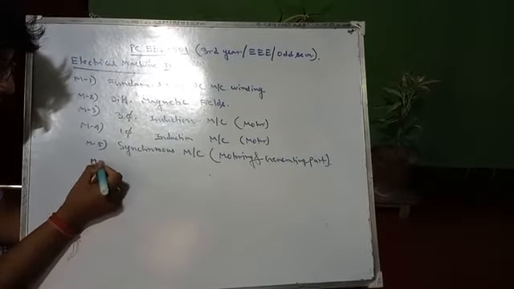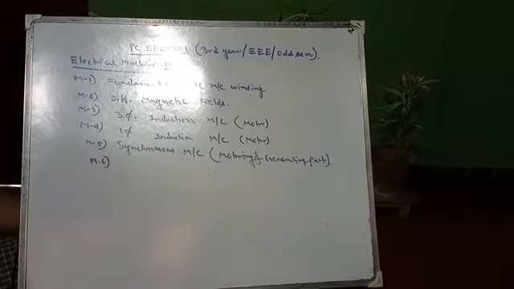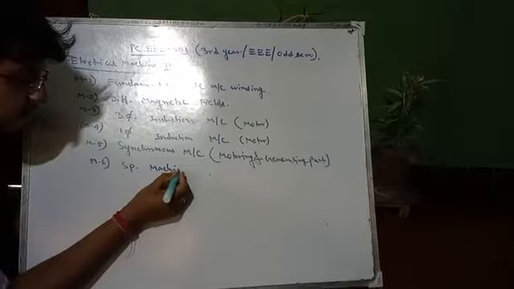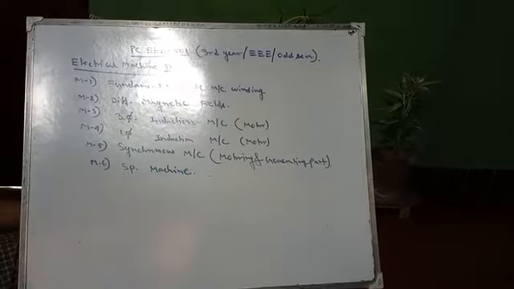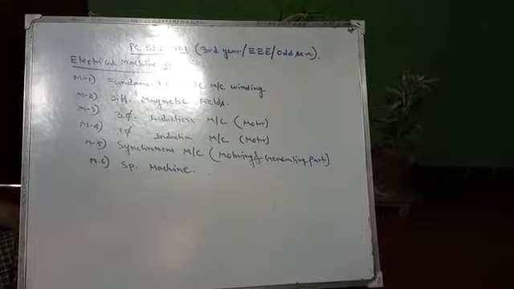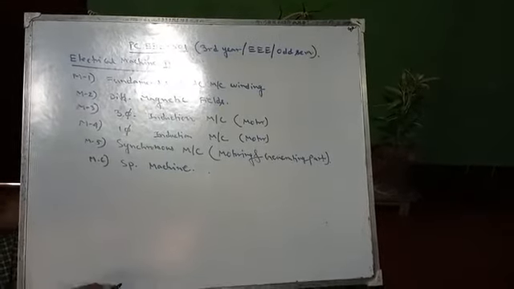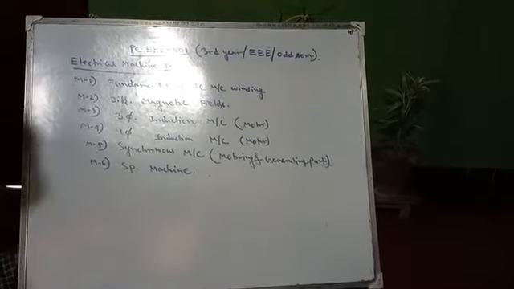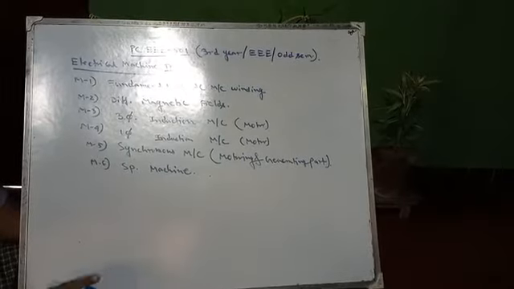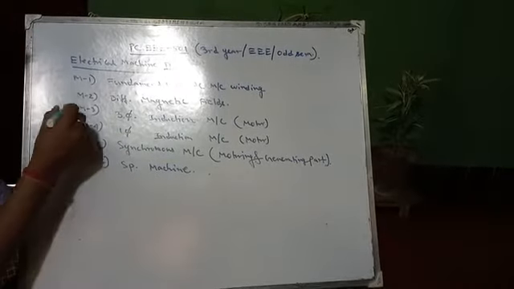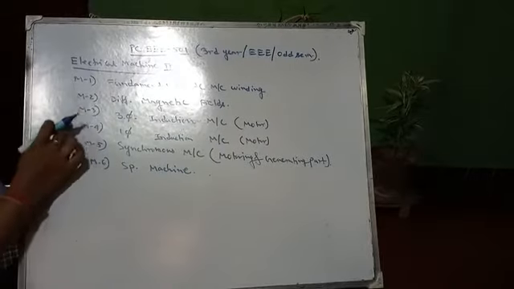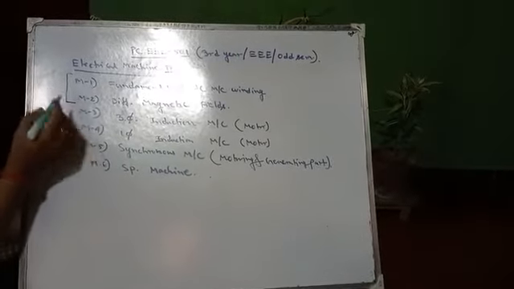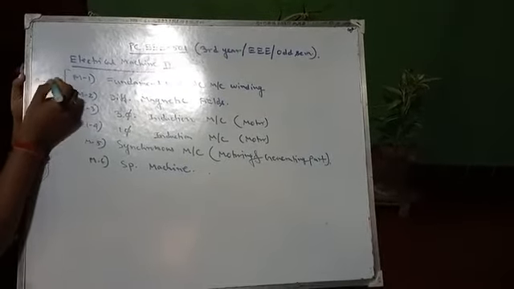Module number 6 is the last module, special type of machine. This special machine module consists of 6 or 7 machines: reluctance motor, permanent magnet motor, brushless DC motor, hysteresis motor, tacho generator, and stepper motor. Special machine is nothing but a combination of these three and also DC type. So these two are the basic chapters for electrical machine.